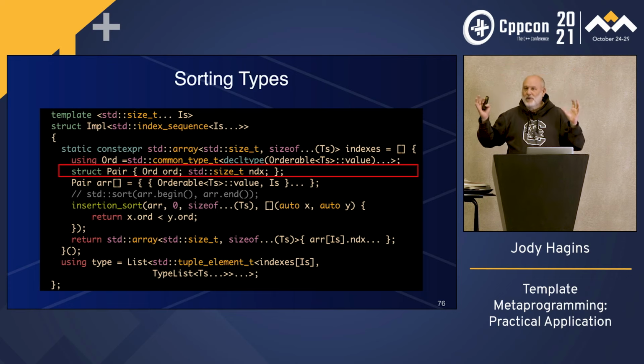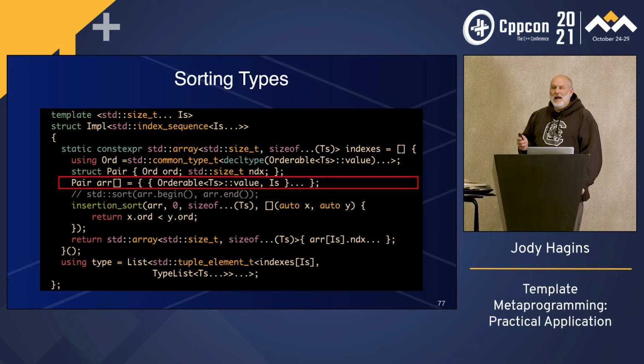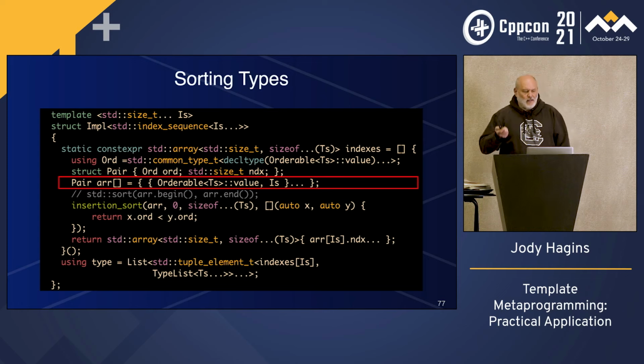Whatever that orderable attribute is, it's some object that has to be orderable. It has to support less than, right? And I think I have it support equal to, but maybe just less than, depending on what your sort is. And so then we're going to create an array of pairs. And the pairs are the orderable for that type and the index that type lives in the parameters that you send it, right? You sent it a bunch of types.